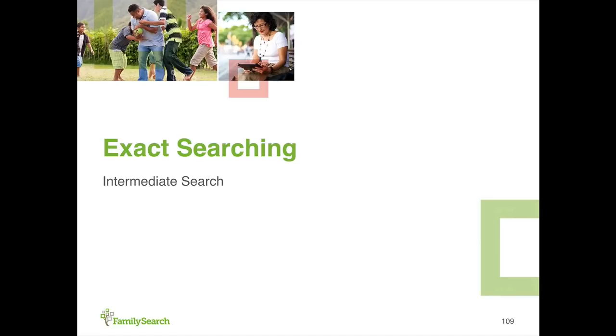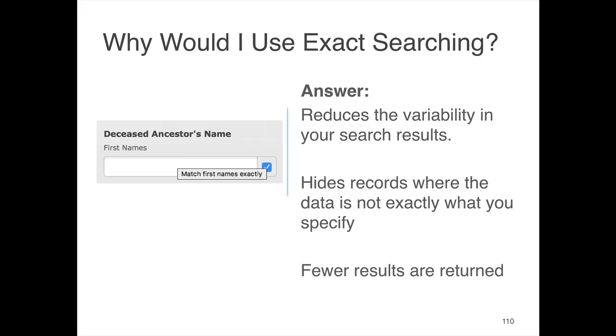Sometimes you are looking for a very specific record. You really don't want anything except records that have the data exactly the way you typed it. By using the exact tools, which are these checkboxes at the end of the search form that will match what you type in exactly, you reduce the variability in your search results. It's going to hide records where the data on the record is not exactly what you type in.